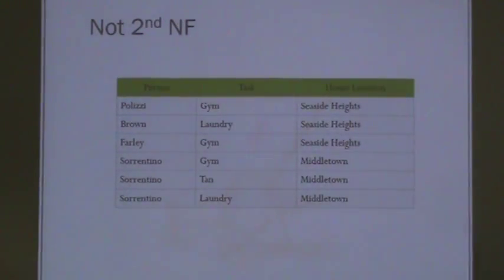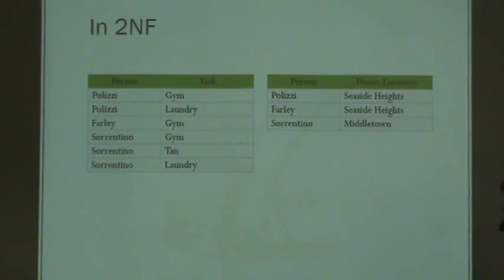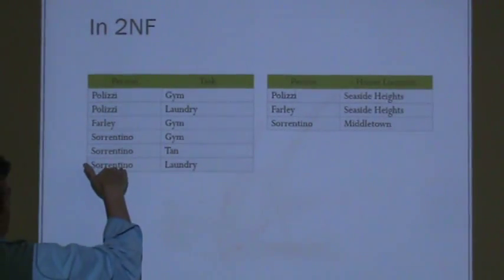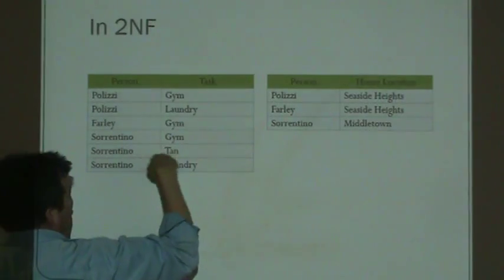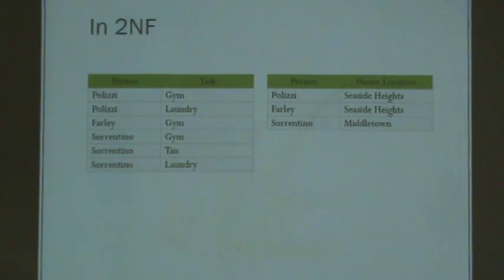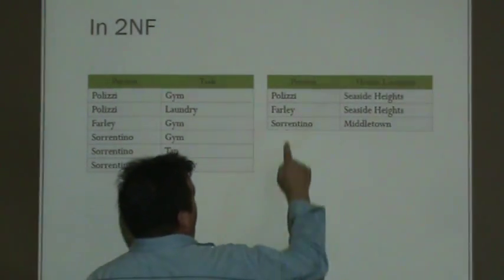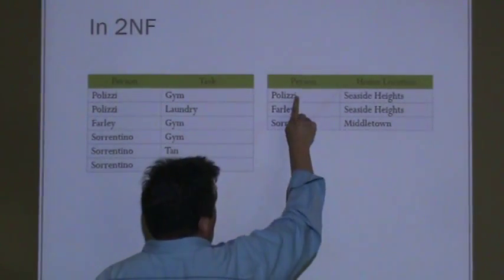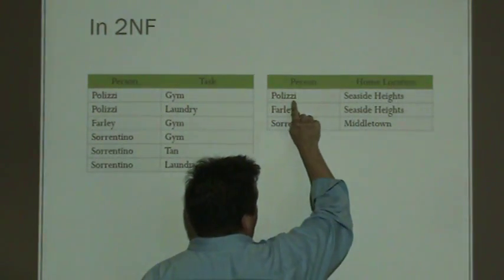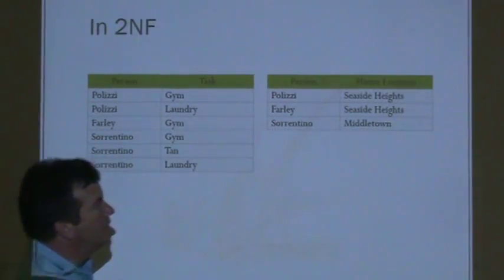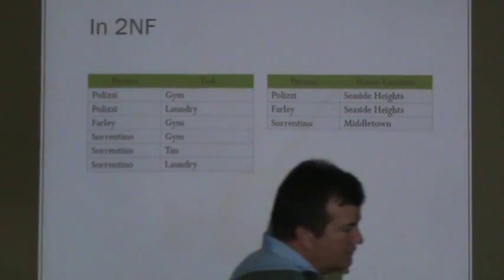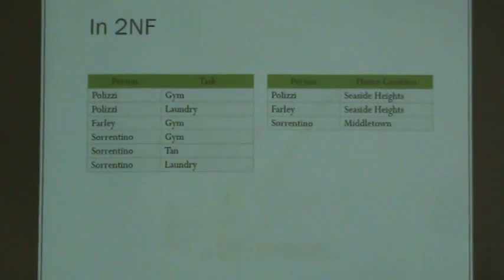The way we can push this into second normal form is to split the table again. We can have the people and the tasks, and then both columns would be a candidate key for this table. And then we could say the people, the person, and the place where they live. So this field, person, would be the key for where they live. So this is a second normal form version of it.